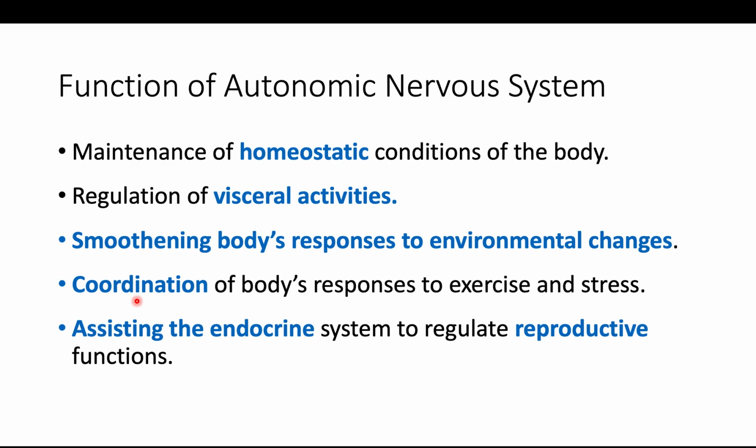As well as the coordination of the body response during exercise. For example, you're jogging, and then your body starts to produce heat. At the moment, can you decide, oh, I'm going to sweat, so I need to control my sweating process? No, you will not decide. Your body is going to decide. So your body temperature is increased, so it automatically undergoes sweating, in order to reduce the body temperature. So that is an example of the response to exercise and as well as stress. And then the last part is assisting the endocrine system and regulating your reproductive functions, especially this one for the female.